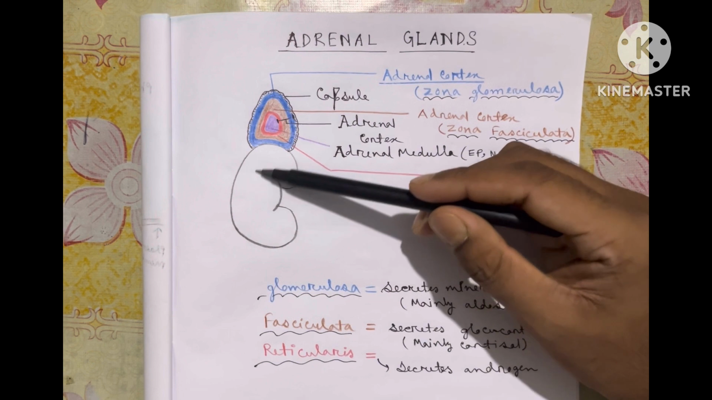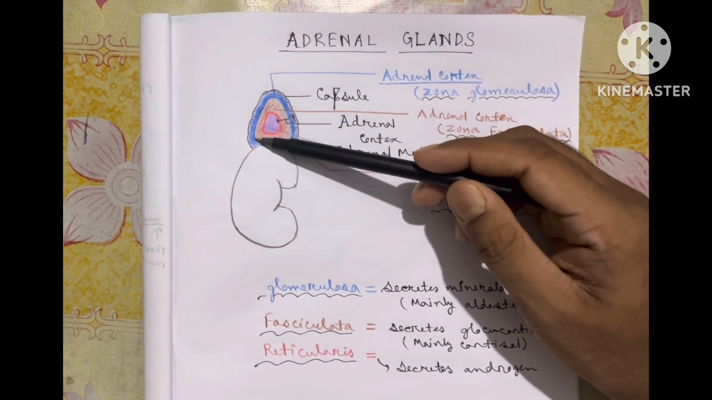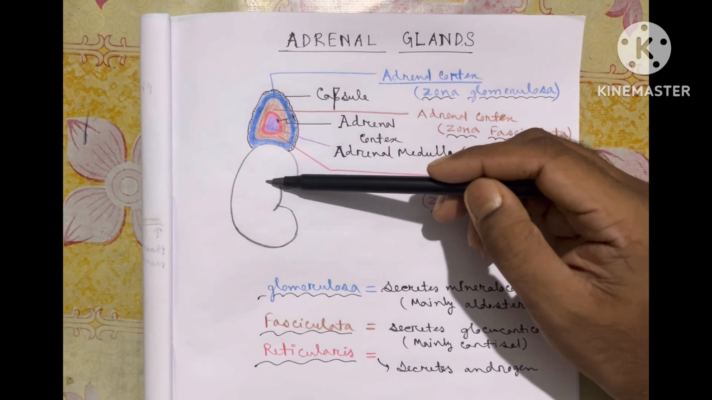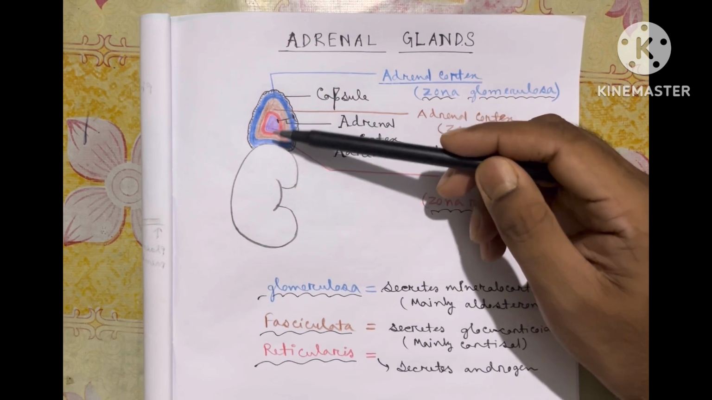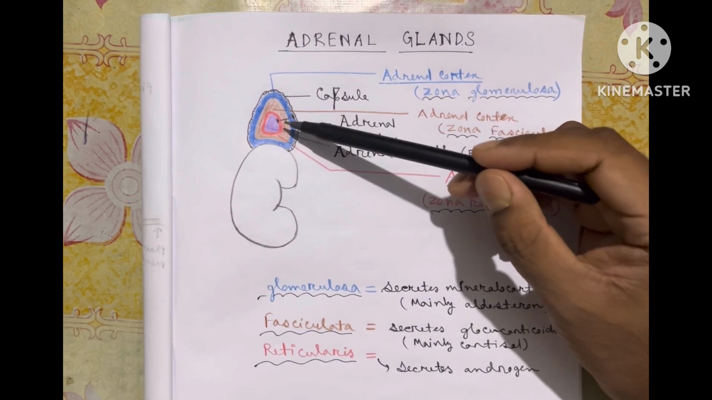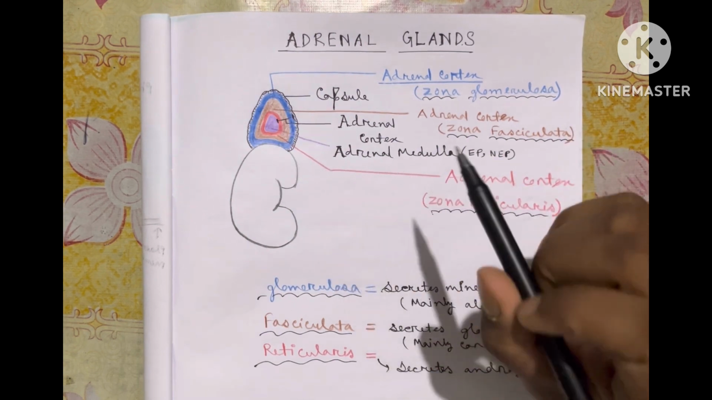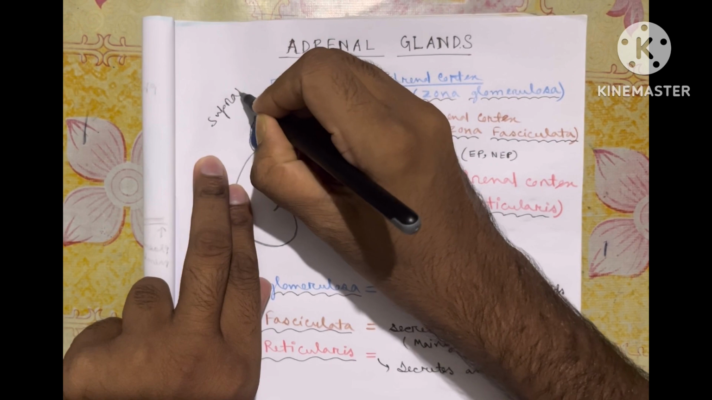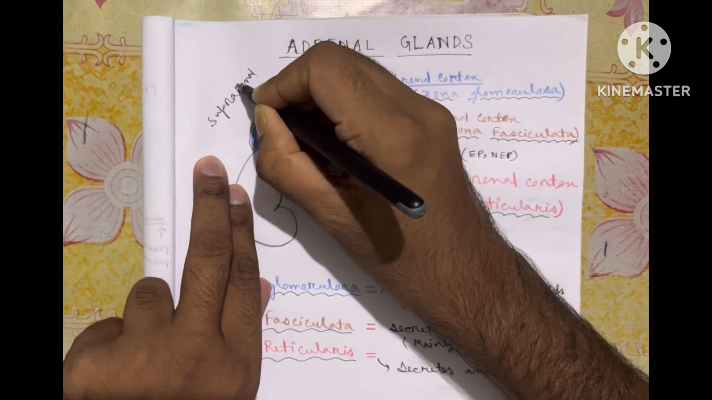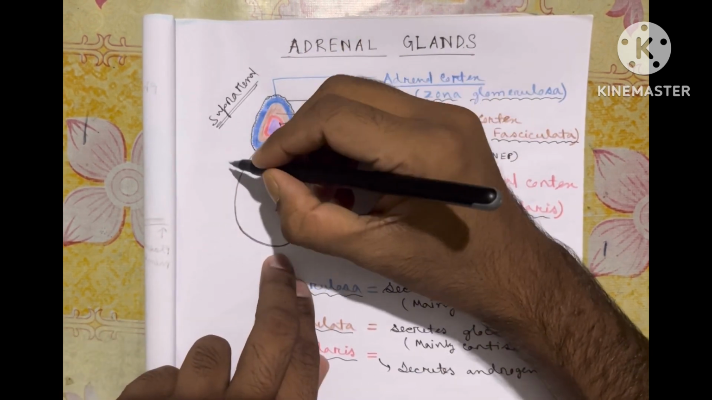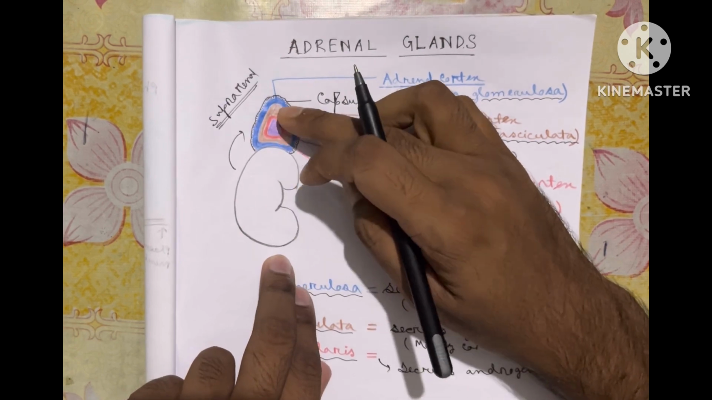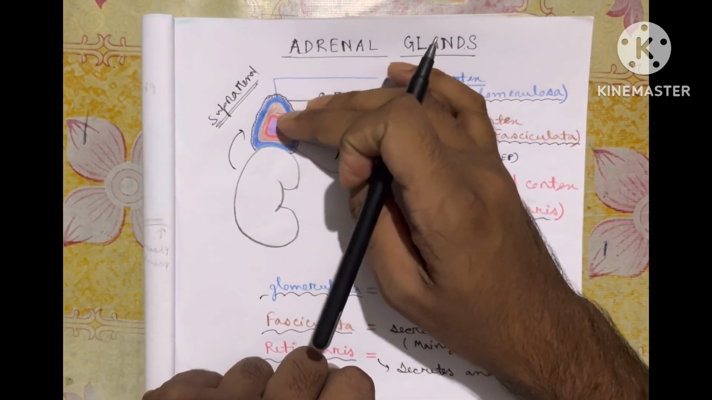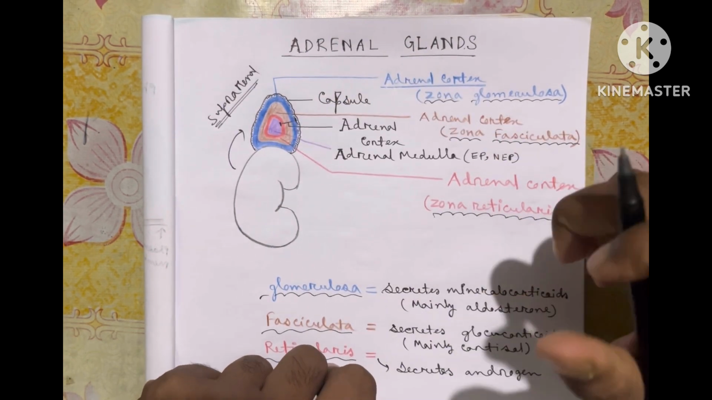So this is our kidney, and our adrenal gland is present at the top of our kidney, or we can say they are superior to the kidneys. That's why it is called suprarenal. Suprarenal means superior to the kidneys. So this is our kidney, and this is our adrenal gland.